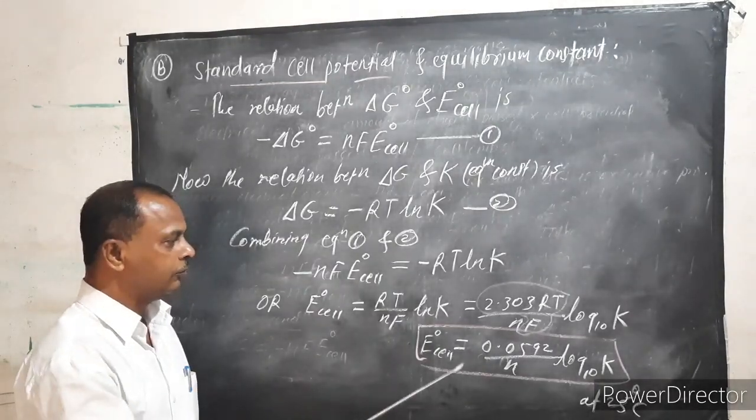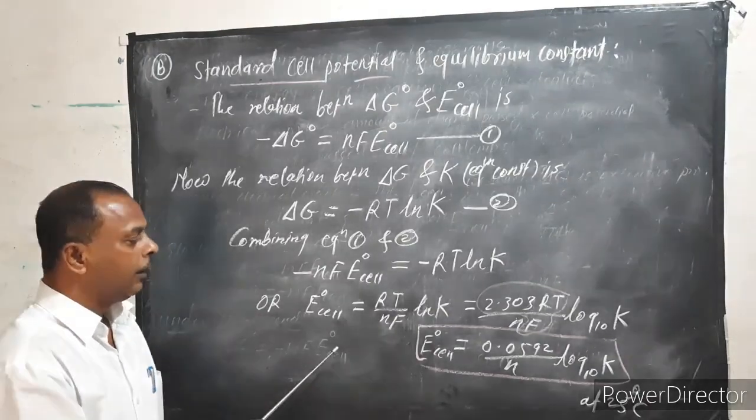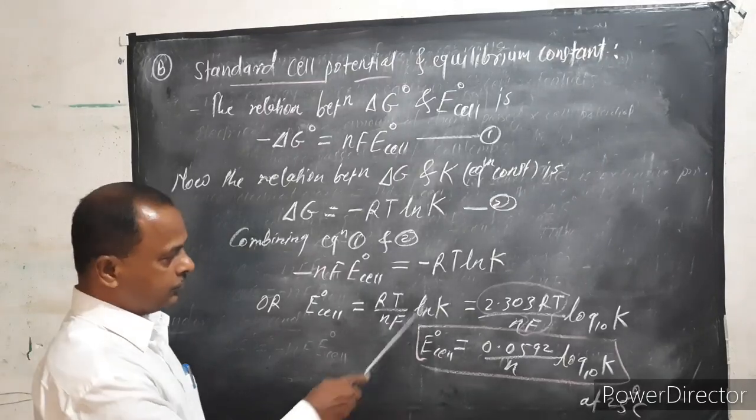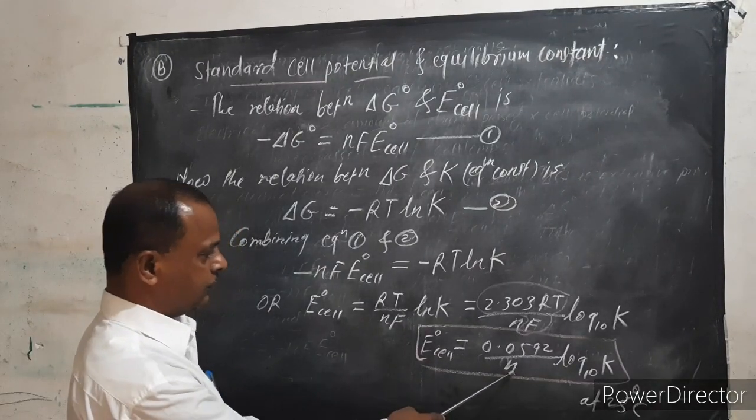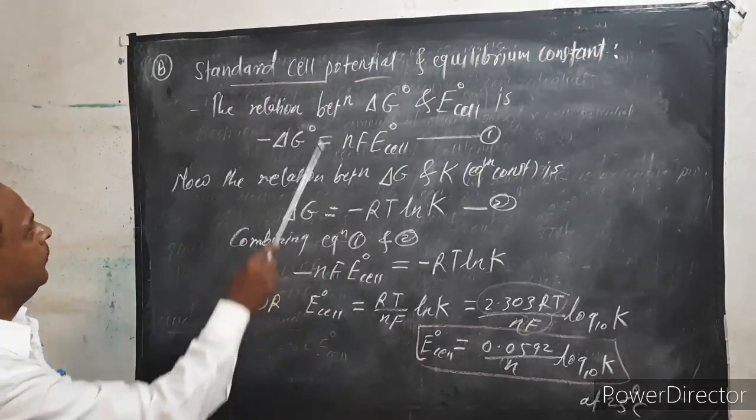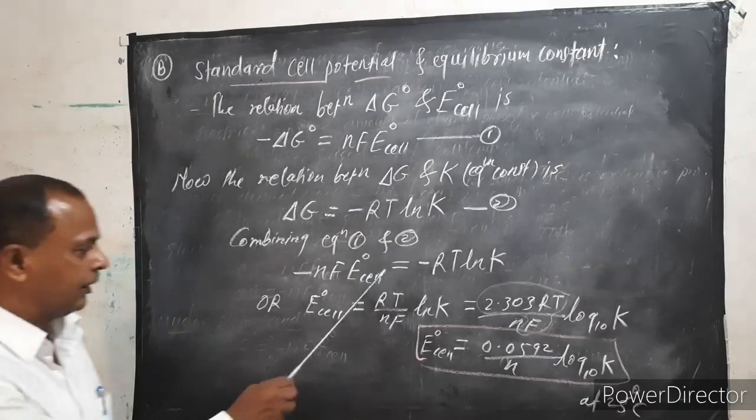E naught cell is equal to what? This is a multiple choice question: which of the following equations is correct? E naught cell is equal to this, also equal to this, also equal to this. So these are the three forms of the equation between standard cell potential and the equilibrium constant K.